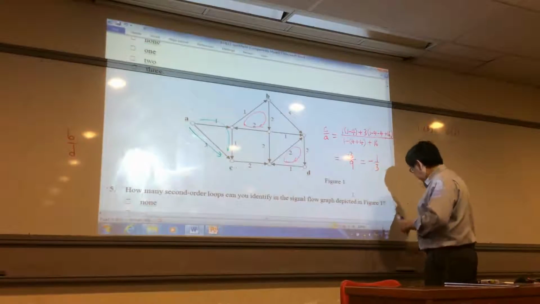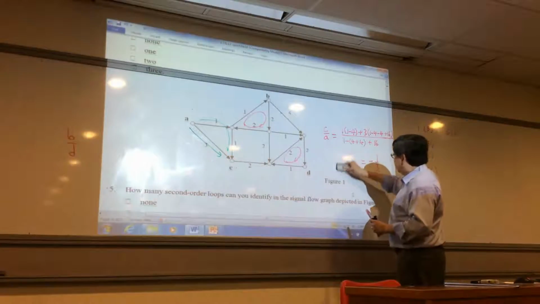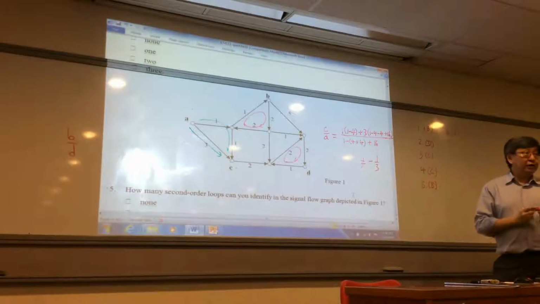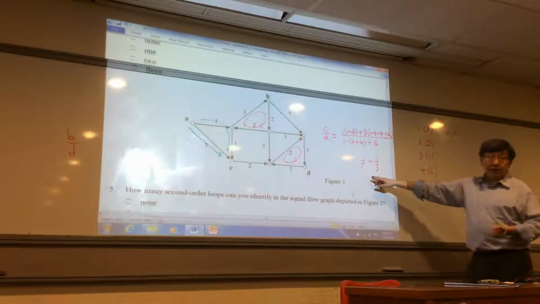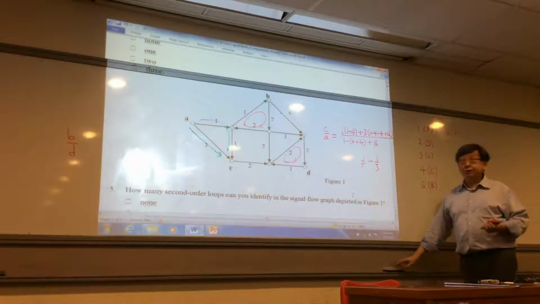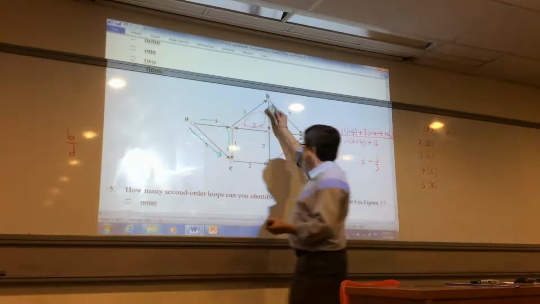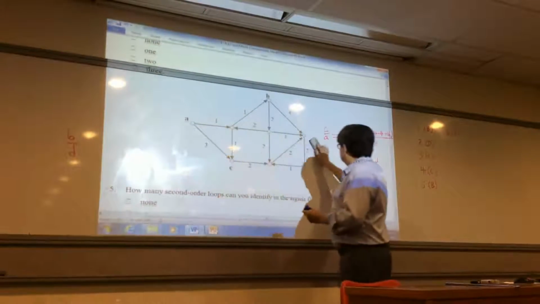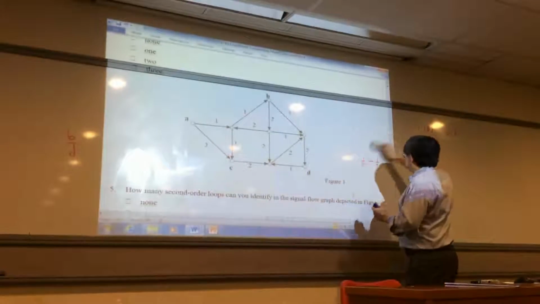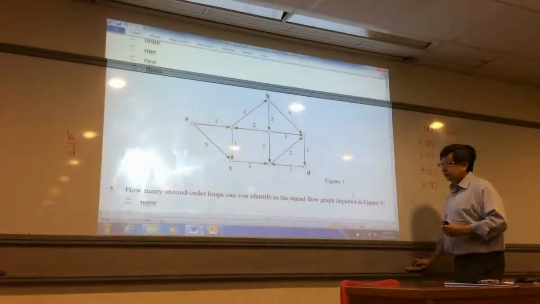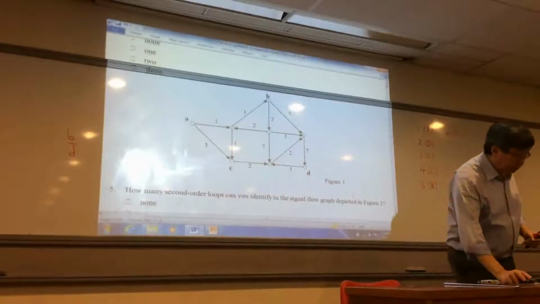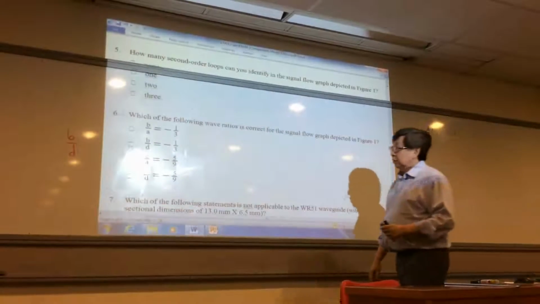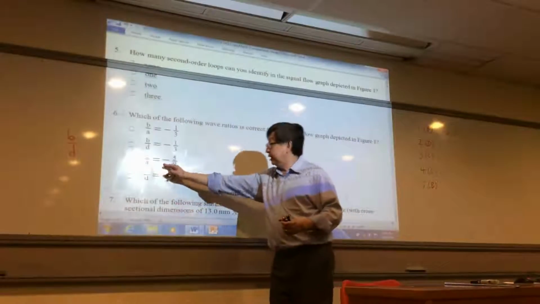So if you work it out, you find that it is not equal to minus 1/3. Right? So option C is wrong. So option C here is incorrect.